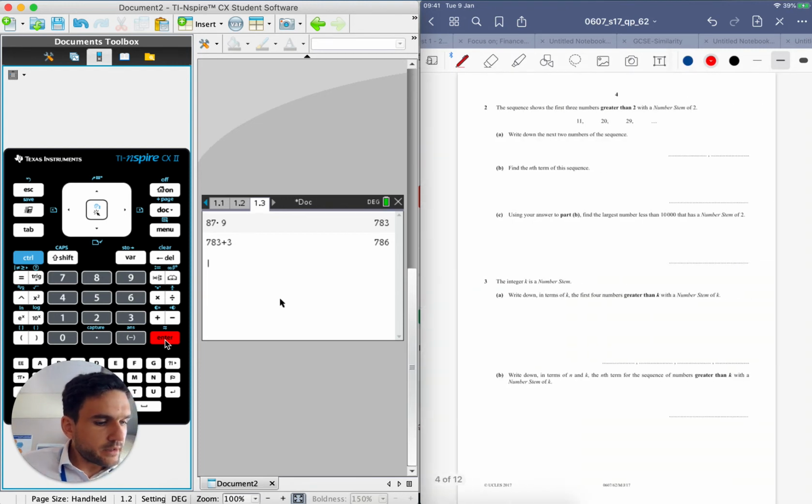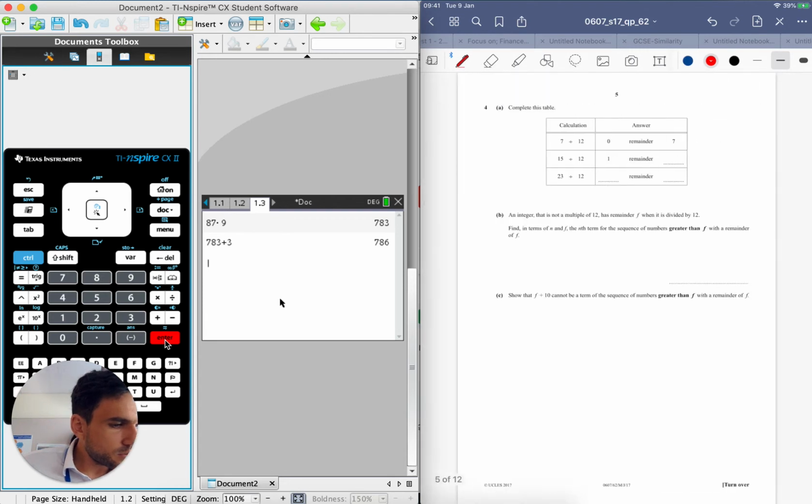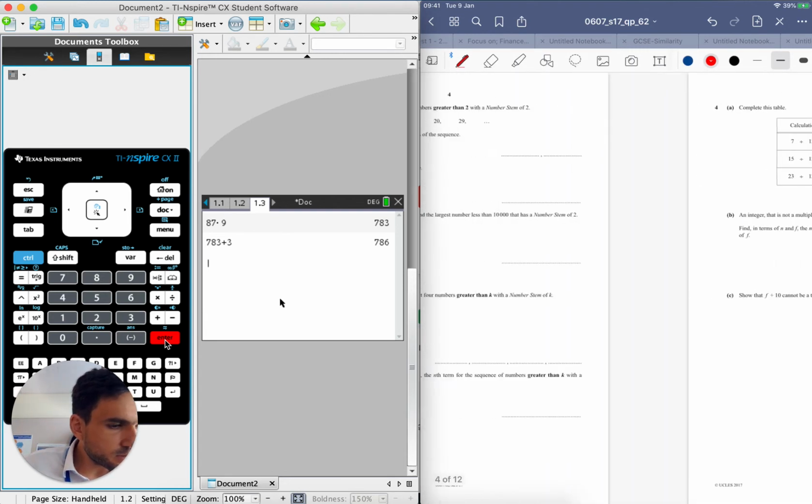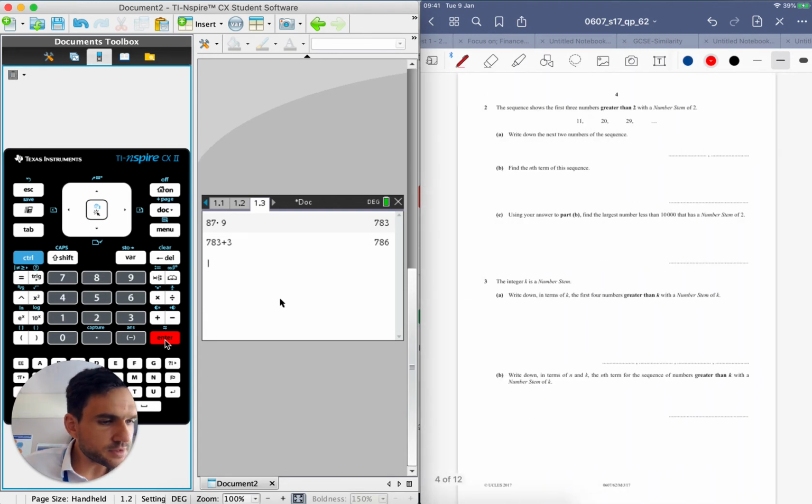Okay, we're making good progress through this. We're on question 2. Looks like there's only a couple of pages left on this section. The sequence shows the first 3 numbers greater than 2 with a number stem of 2. Okay, so let's just reset and try and really figure out what they're dealing with here.